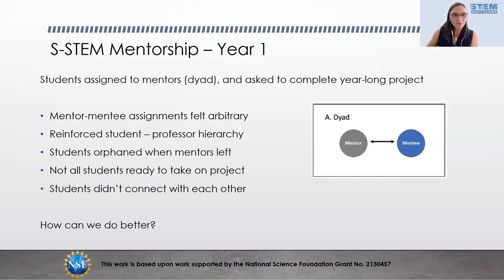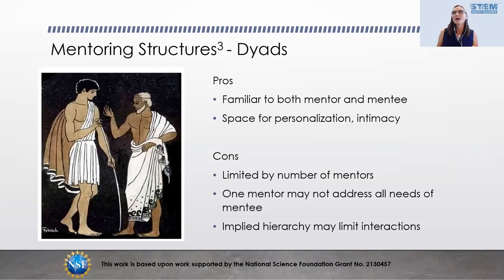So we started looking through the literature, really trying to understand what mentoring was and how we could structure it differently. And this is where we started. We started with looking at different mentorship structures. The dyad structure is a very traditional structure. It's positive because for the most part, the mentors knew exactly what we were expecting from them. The mentees didn't necessarily, but the mentors knew. It also allows for space for personalization and intimacy. So they can have that one-on-one conversation. And the contract we were just talking about is really focused on this dyad type relationship, right?